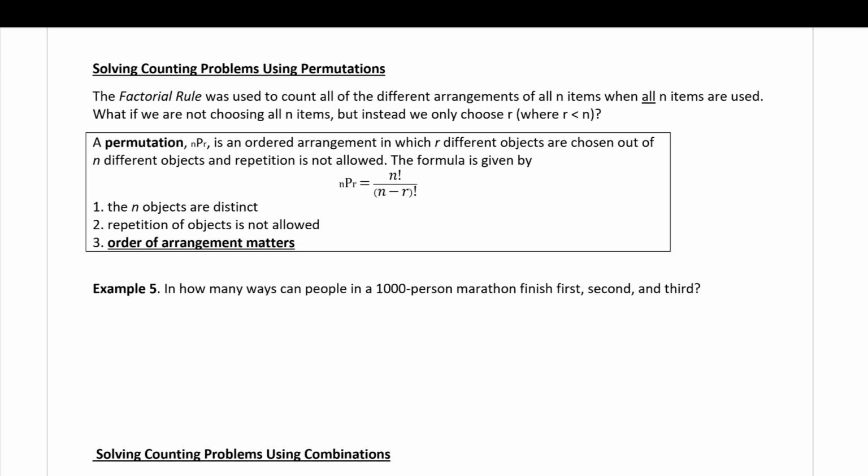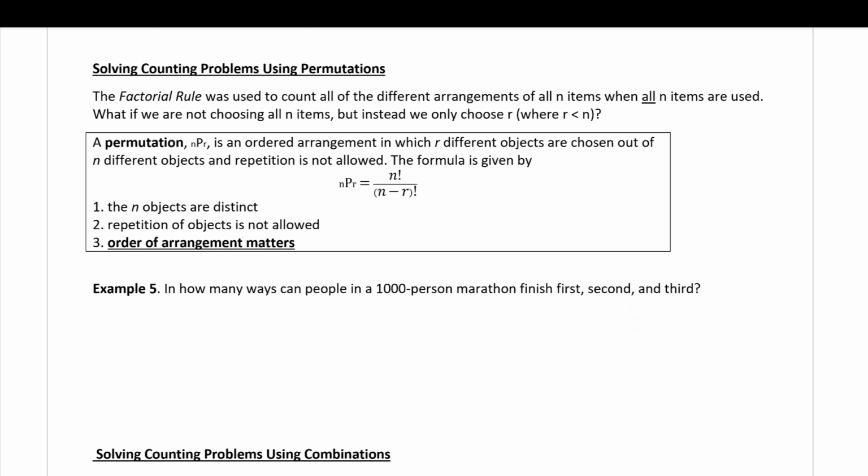So a permutation, denoted permutations of n choose r, n choices r decisions, is an ordered arrangement in which r different objects are chosen out of n different objects, and repetition is not allowed. The formula is given by this.